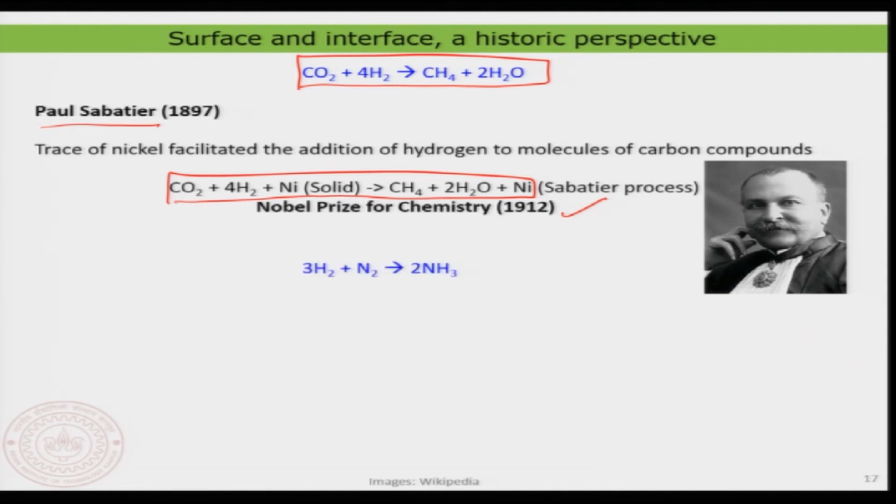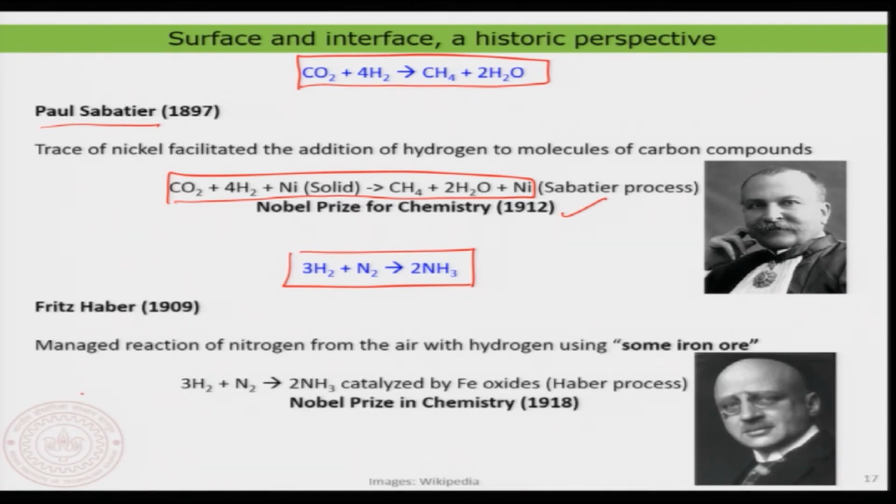And then another important example is the reaction of hydrogen and nitrogen and the formation of ammonia. Again, the reaction is of course theoretically feasible, but as I told you, this reaction will not happen without having any catalyst. This reaction is famously connected to Fritz Haber. He found out somewhere around 1909 that by using some iron ore, this is the most important thing to be noted here, some iron ore, the chemical reaction would happen.